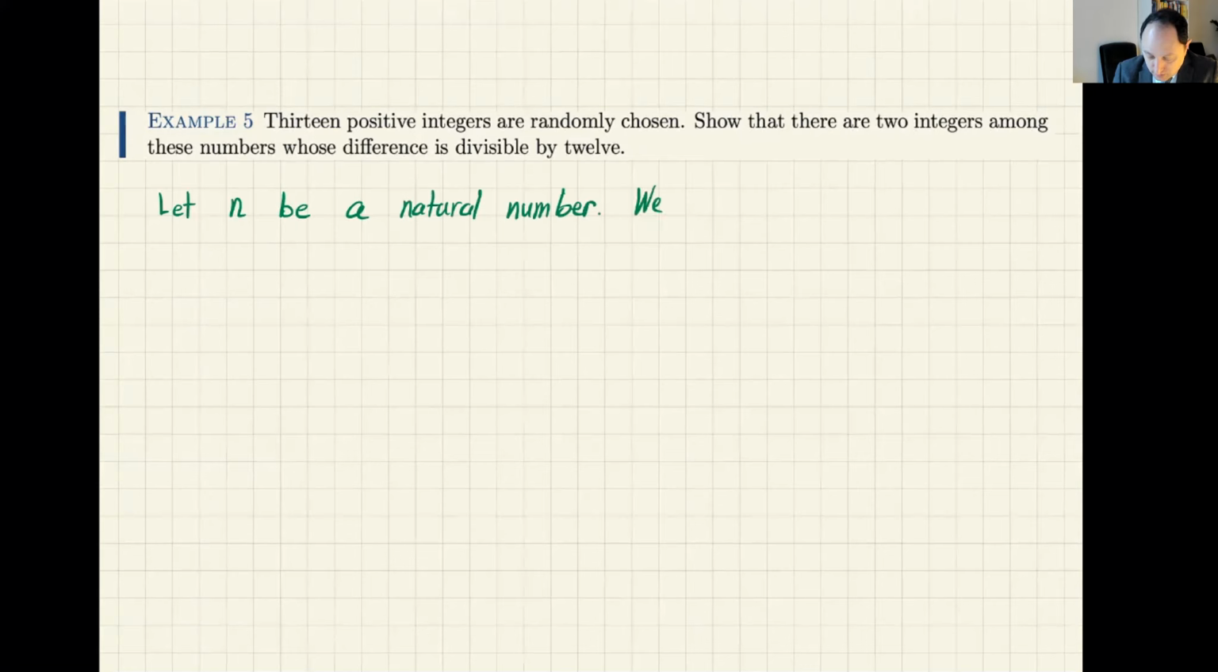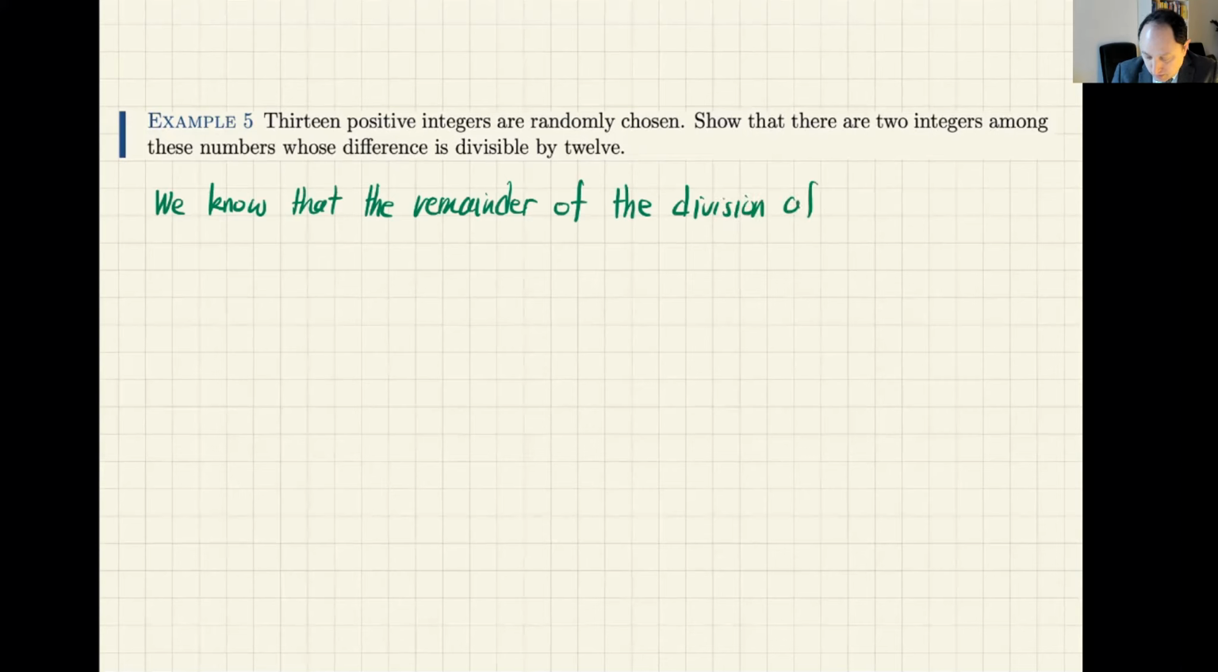So we know that the remainder of the division of any natural number by 12 is one of the following numbers.